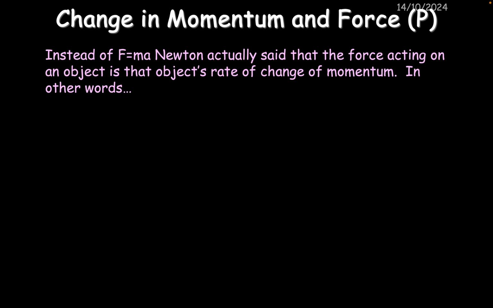If you know Newton's second law as being mass times acceleration, Newton actually didn't put it as mass times acceleration. What he actually said was that the force acting on an object is equal to the object's rate of change of momentum. Okay, that's what I think it should say.